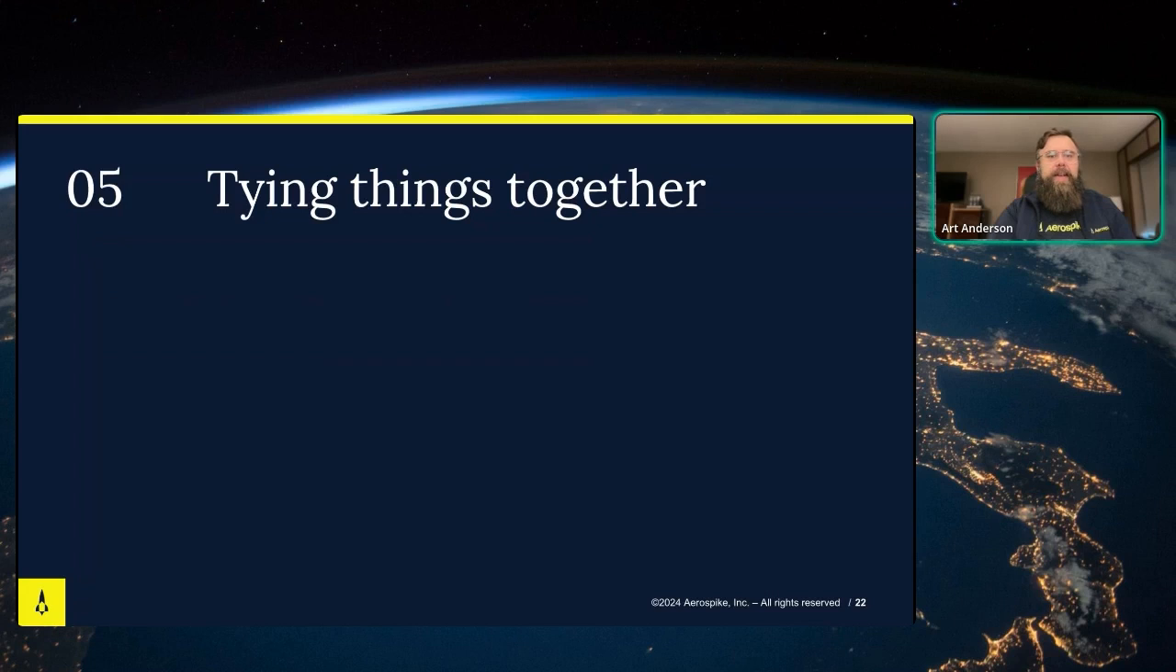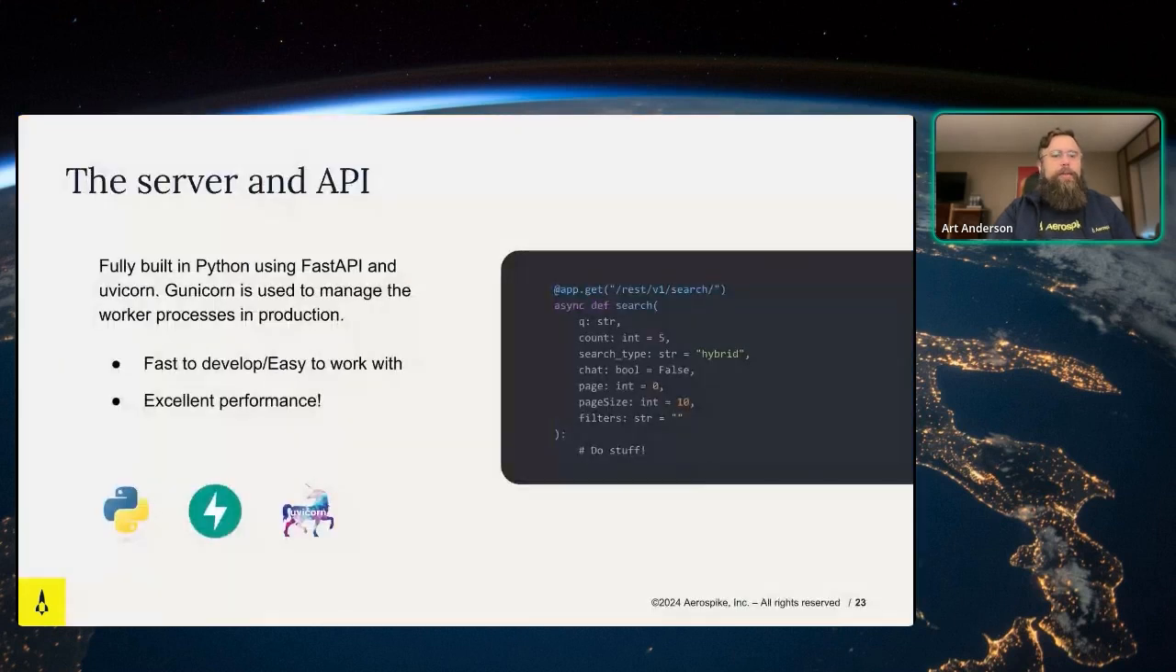Now, to tie all the things together here, our server and API, pretty straightforward. It's fully built in Python using FastAPI and Uvicorn. We're using Gunicorn as our production deployment. I love FastAPI. It is super easy to work with, really great performance. Hands down, when I'm doing anything in the world of Python, this is where I'm going first, or at least web app wise.